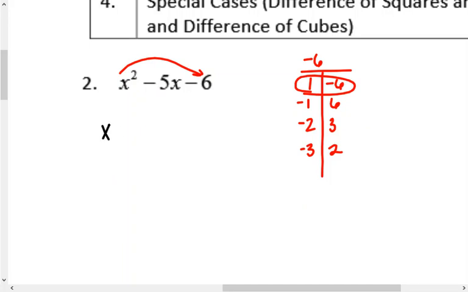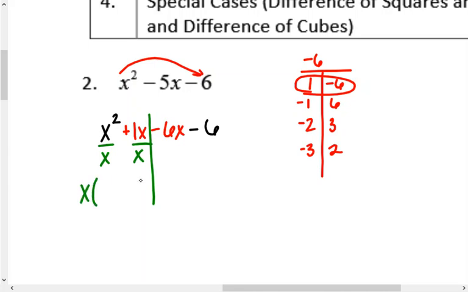So when I rewrite this, I've got x squared plus 1x minus 6x minus 6. All right, so now I have my 4 terms. I can split it in half. GCF of the first 2 is x, right? Because they both share an x. That goes to the outside, and we're left with x plus 1.